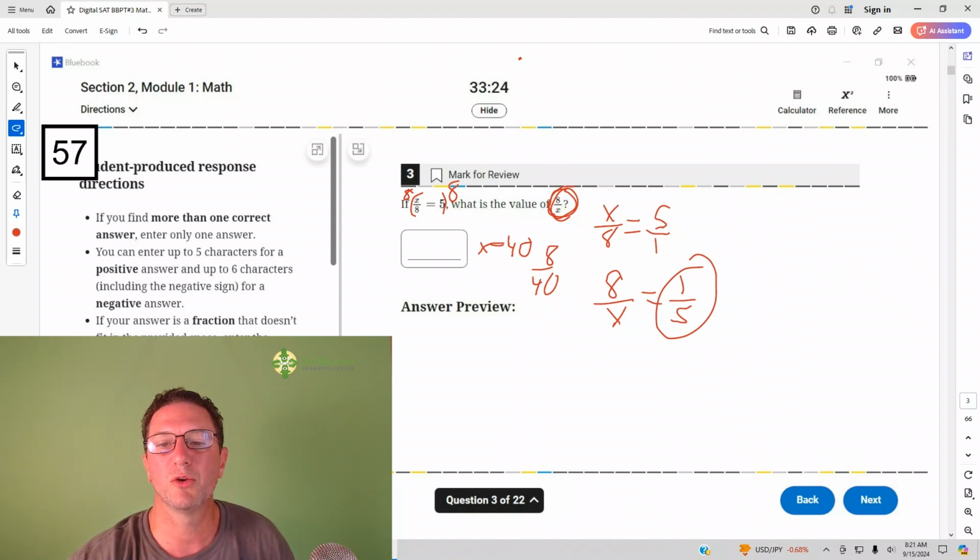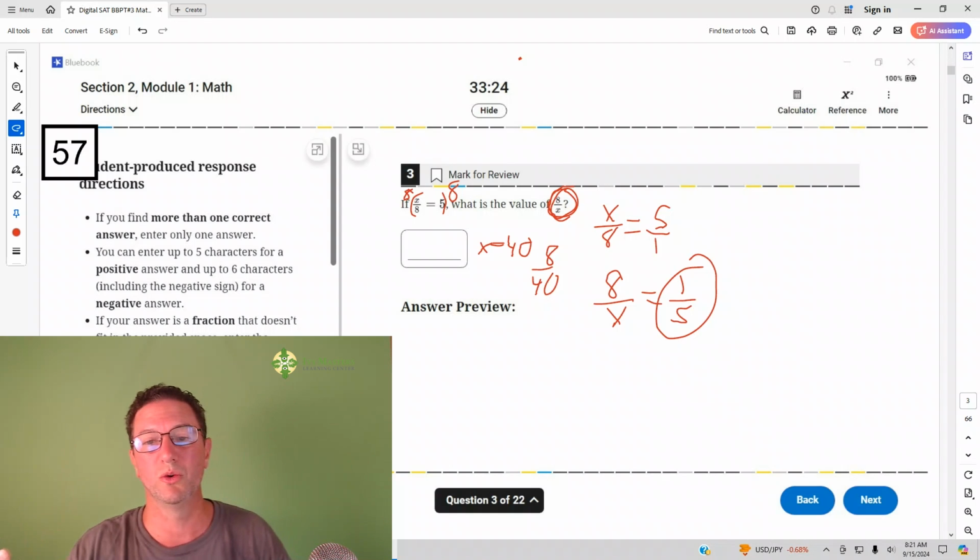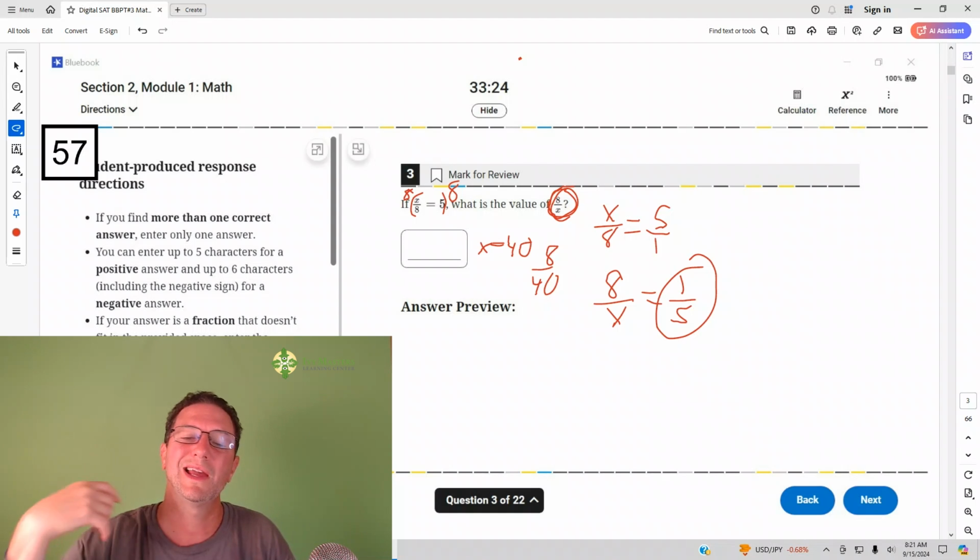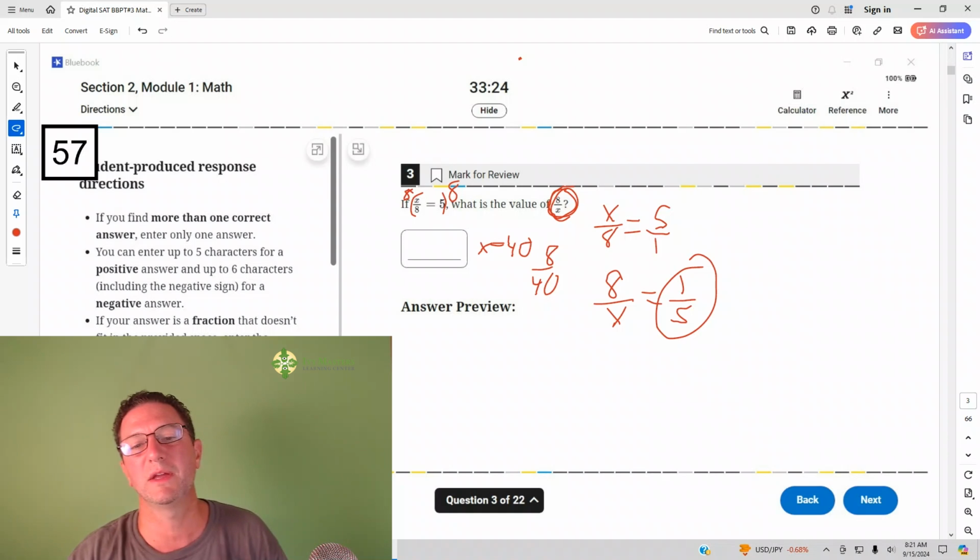So remember, whenever it asks not for x, but for something like x plus y, or 2x, or in this case, 8 over x, try to solve for that thing without ever solving for x. Usually it's quicker and easier, and you're less likely to make a mistake.